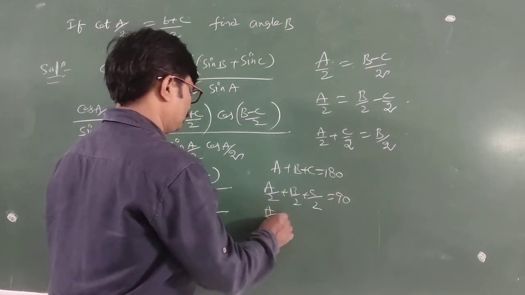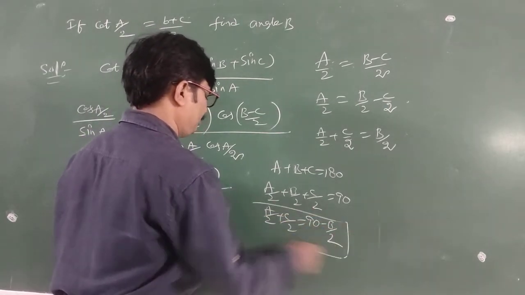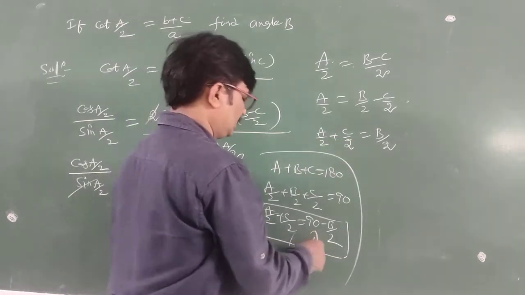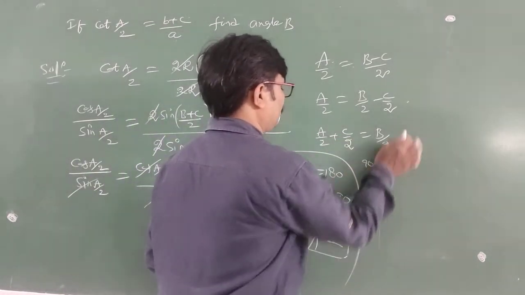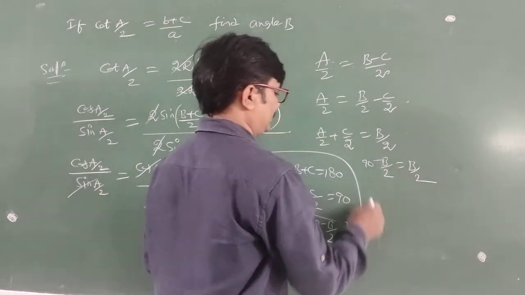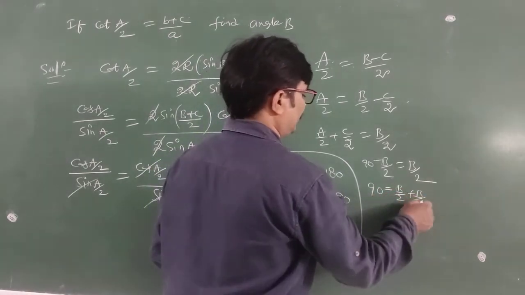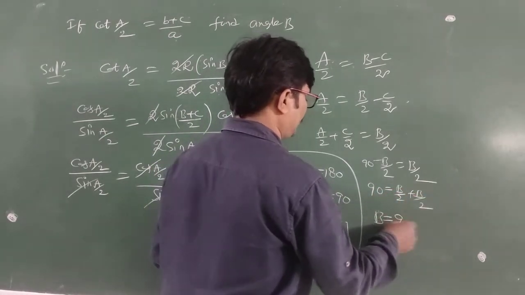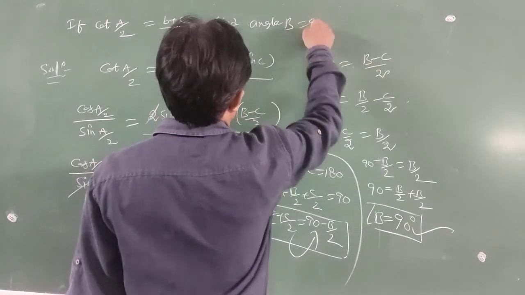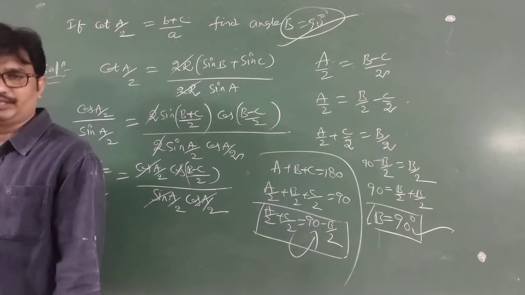So, A by 2 plus C by 2 equals 90 minus B by 2. We can write this as 90 minus B by 2 equal to B by 2. So, dear students, 90 equals B by 2 plus B by 2, which is B. Therefore, angle B equals 90 degrees. Angle B is 90 degrees.